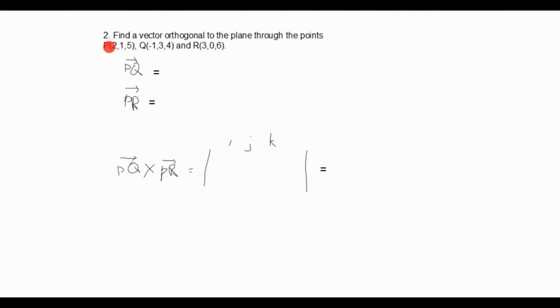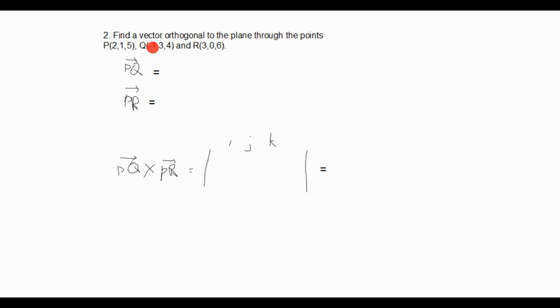Alright, boys and girls, now we have the second question, and now we have 3 coordinates. The question is, find a vector orthogonal to the plane through the points P, Q, and R. So what we have to find is the vector PQ and the vector PR, and the vector orthogonal to this plane is actually the cross product of PQ and PR. Alright, so first, without further ado, let's look for PQ.